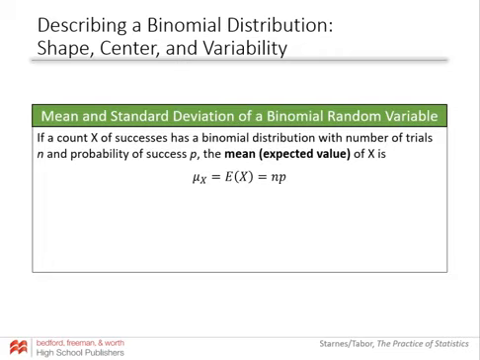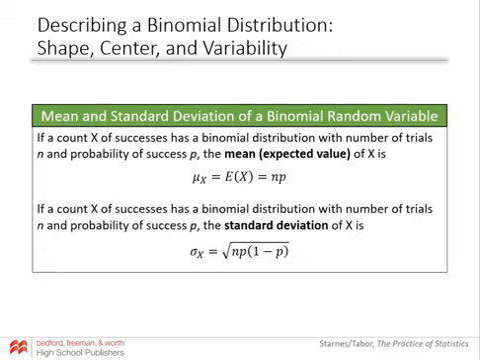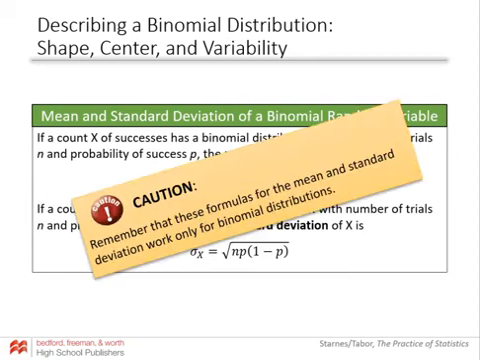Okay, and then for standard deviation, we can also find the standard deviation of a random variable, and that formula is here. The square root of n times p times 1 minus p, right? So like if p was 0.25, this would be 0.75, and then we multiply that by n and take the square root. Make sure that you remember these things can only be used for binomial distributions. So if we're looking at something that is not binomial, then we can't use those formulas.